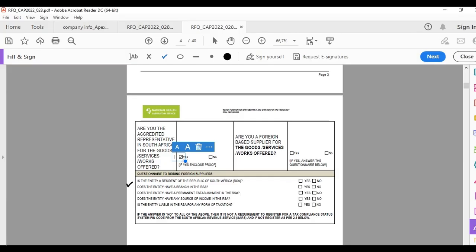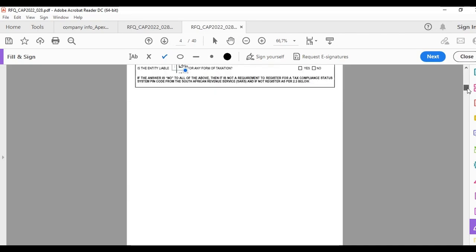Okay, so this part here, it says questionnaire to bidding foreign suppliers. So this is not applicable to us because we are not a foreign supplier. So you can leave that blank.